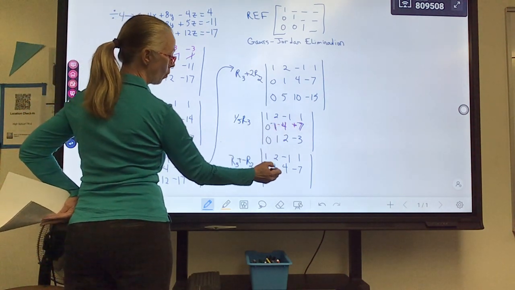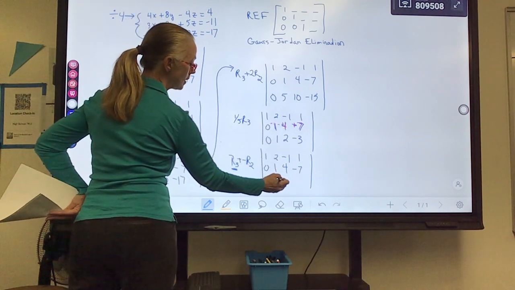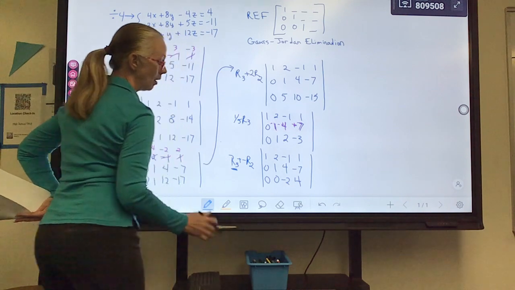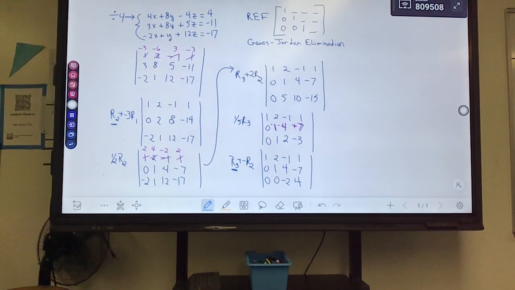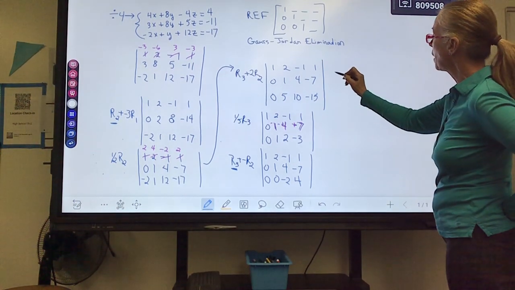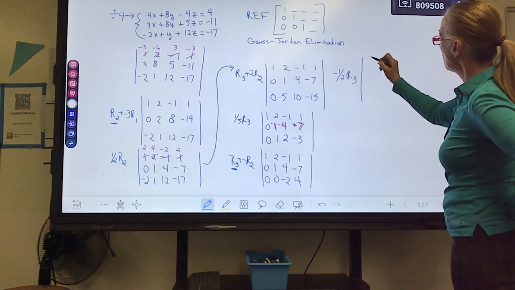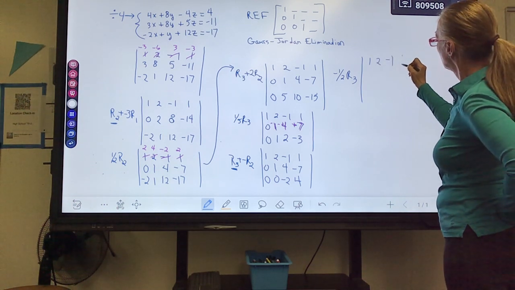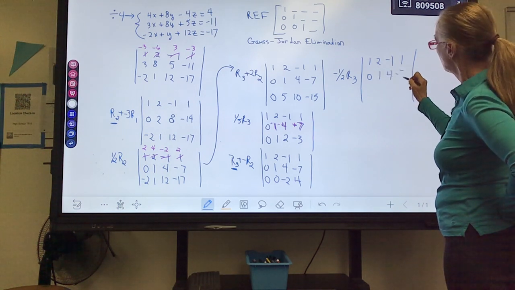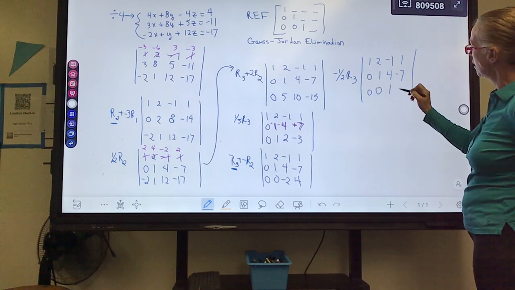So negative 1 plus 1 is 0. 0 plus 0 is 0. Negative 4 plus 2 is negative 2. And positive 7 minus 3 is 4. And I'm almost done. I can now see that I can divide row 3 by negative 2. So that would be negative 1/2 row 3. Row 1 is going to remain the same. Row 2 is going to remain the same. And row 3 is now going to be 0, 0, 1, negative 2.